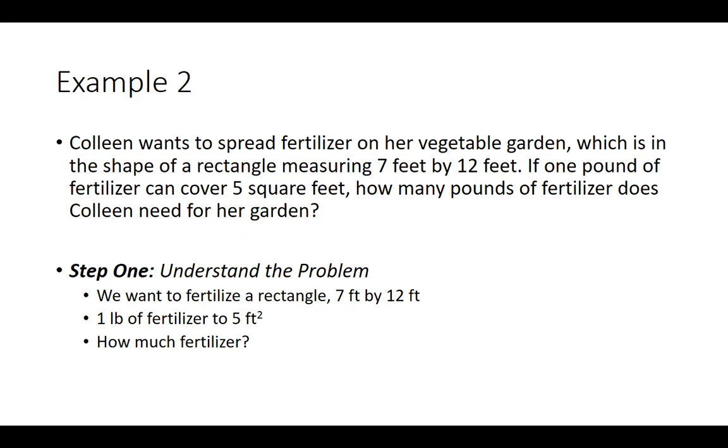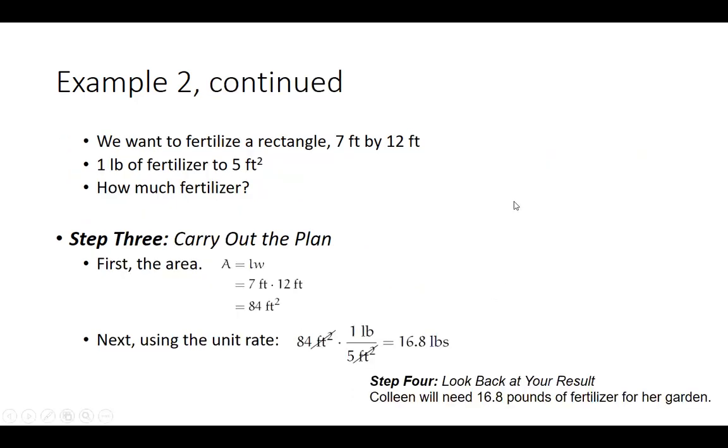Well, understanding the problem, we want to fertilize a rectangle that's 7 feet by 12 feet. We're given a conversion factor, 1 pound of fertilizer to 5 square feet. We want to know how much fertilizer we need. So, first we have to find the area. Area is length times width. That's 7 feet times 12 feet, or 84 square feet.